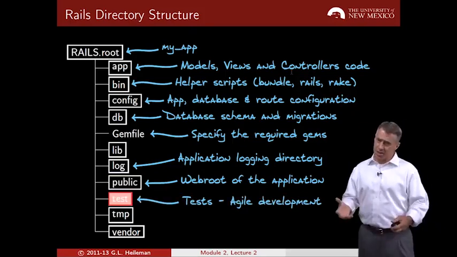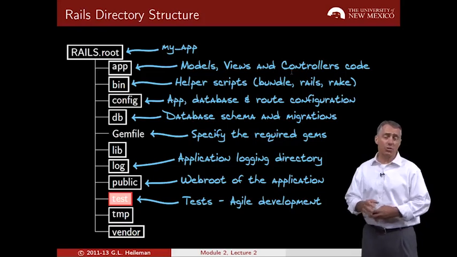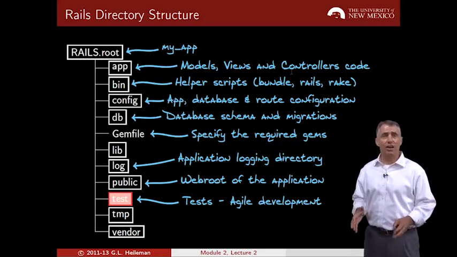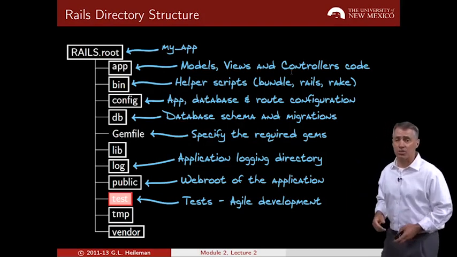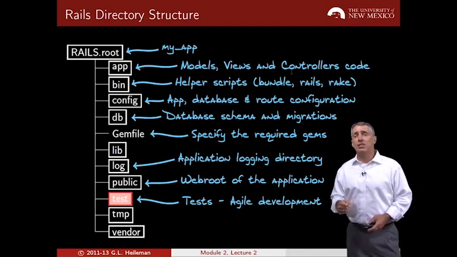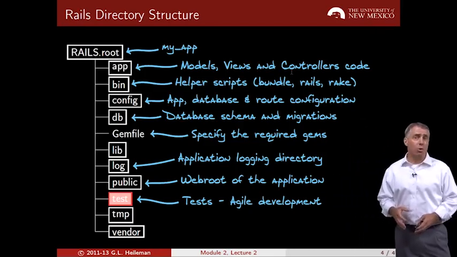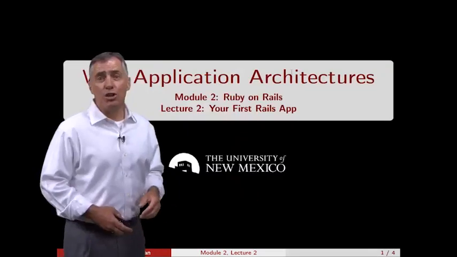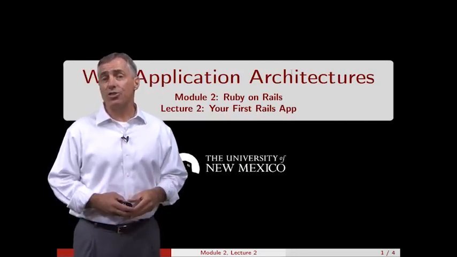And finally, in the test subdirectory, as I've already shown you, this is where all your tests exist. And now testing, again, is part of an agile development process that we'll talk about a lot more in subsequent lectures. So this is the list of subdirectories that the Rails application creates for you. It's very important that you get to know these because this is how you'll modify and change your applications. So this completes the second lecture in Module 2.